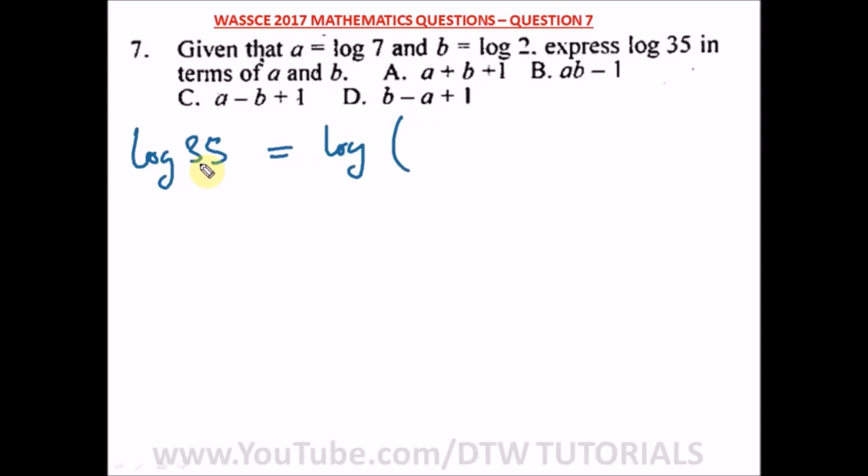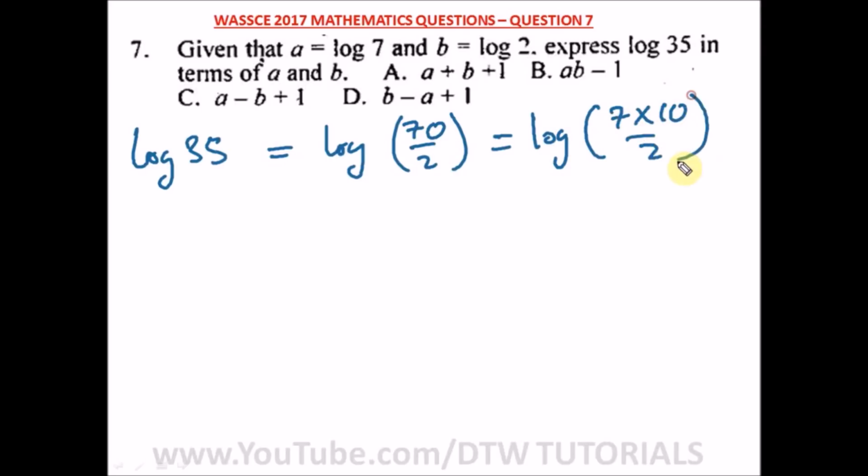To get 35 is definitely 70 divided by 2. Right? 70 divided by 2 will give us 35. We can further break this down and say we have 7 times 10 divided by 2, which is still the same 70 divided by 2. So you can see we can bring out log 7 and also log 2. And definitely log 10 is 1. Okay? So from here, when you have multiplication, it means plus, and in log, I hope you remember our log rules. And when you have a division, it means what?